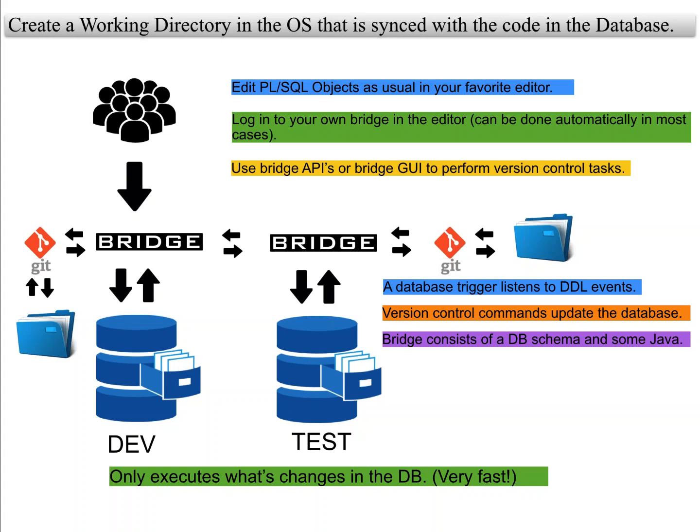So we go back a step. We go to a previous state of the database. Git tells us what has changed, which packages have changed. We take these scripts and execute them in the database automatically. And this bridge is really just some Java code and some PLSQL code.